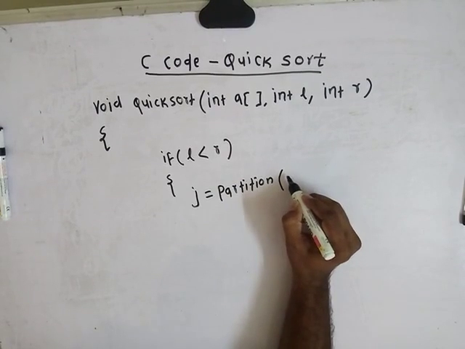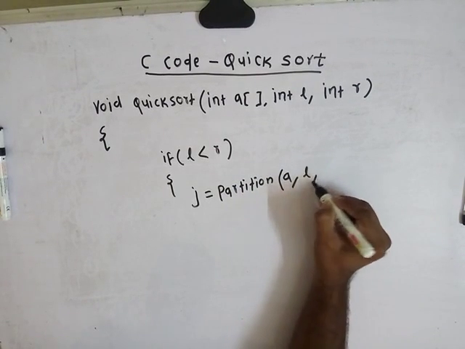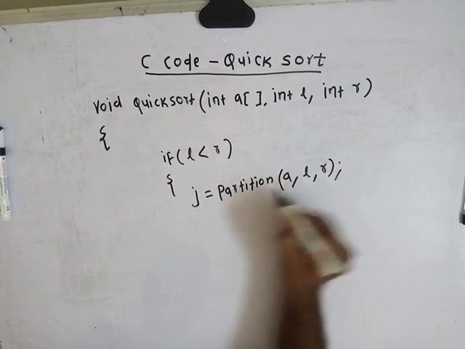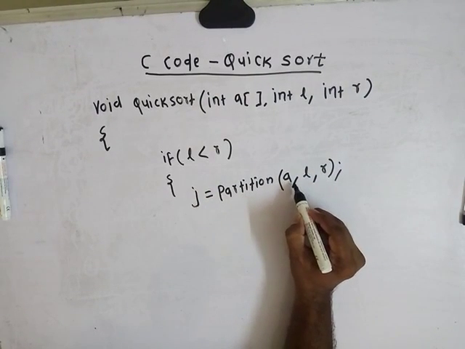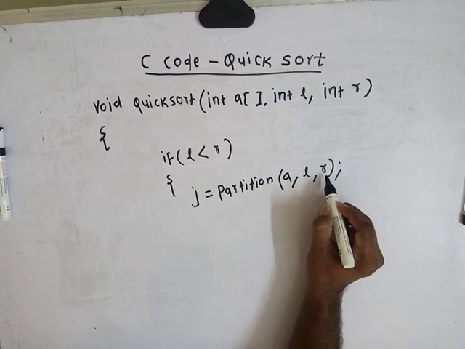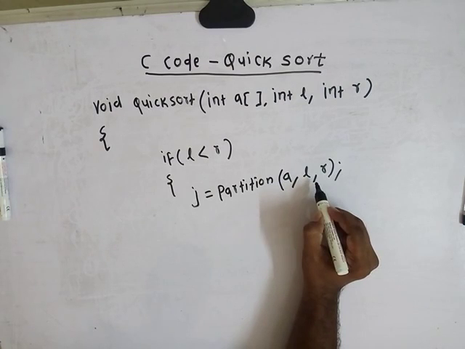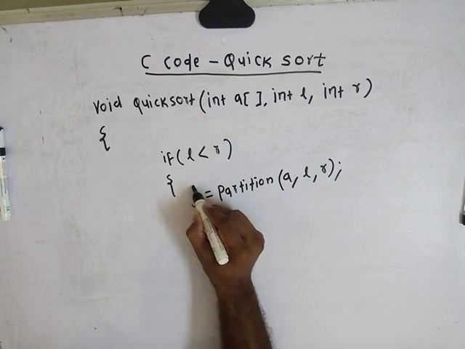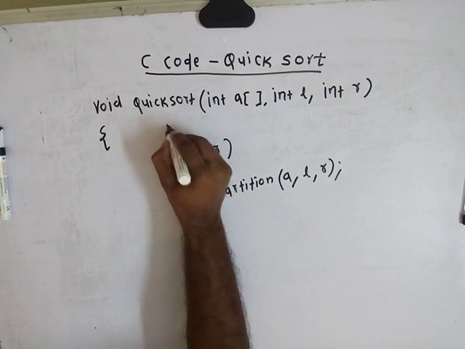To the partition procedure, I'll pass the array given to me, array A, which is starting at L and ending at R. So I'll ask the partition procedure to partition this array A for me, which is starting at L and ending at R. So this partition procedure will do the partitioning procedure which we saw, and it will return me the position of the pivot after partitioning. So I'll store that position of the pivot in the variable j, which we did not declare. So let's declare it. It's integer type variable.